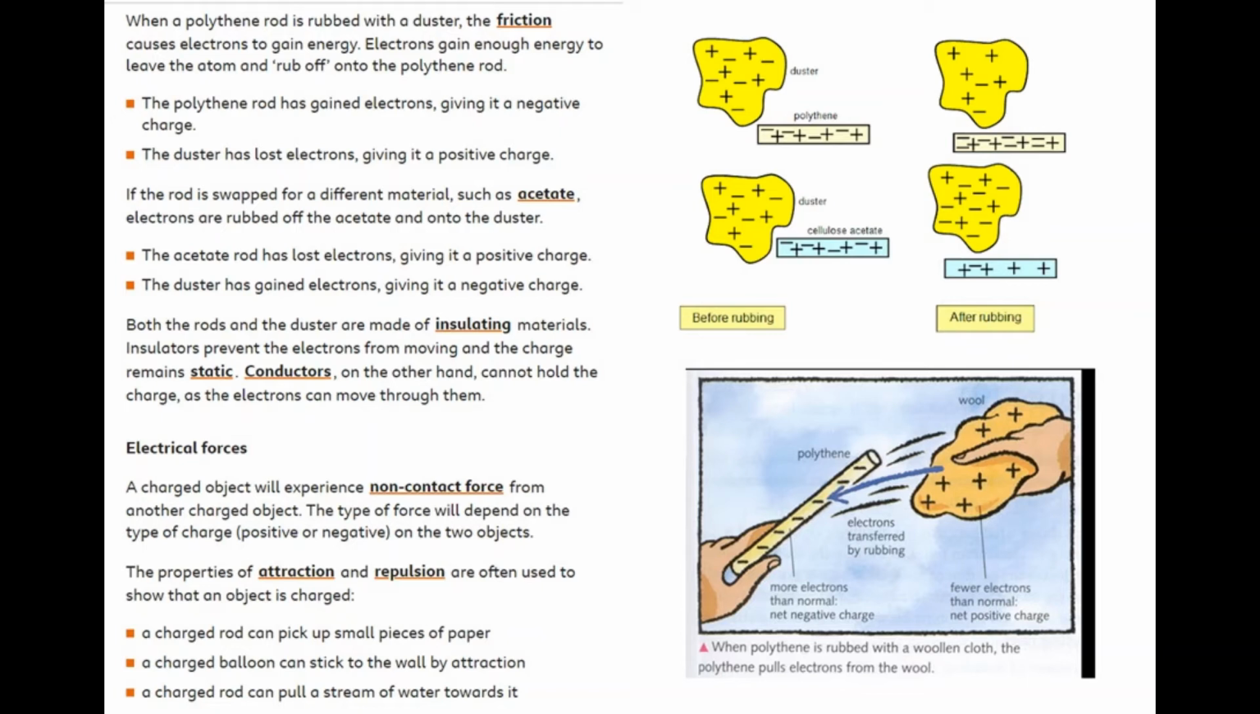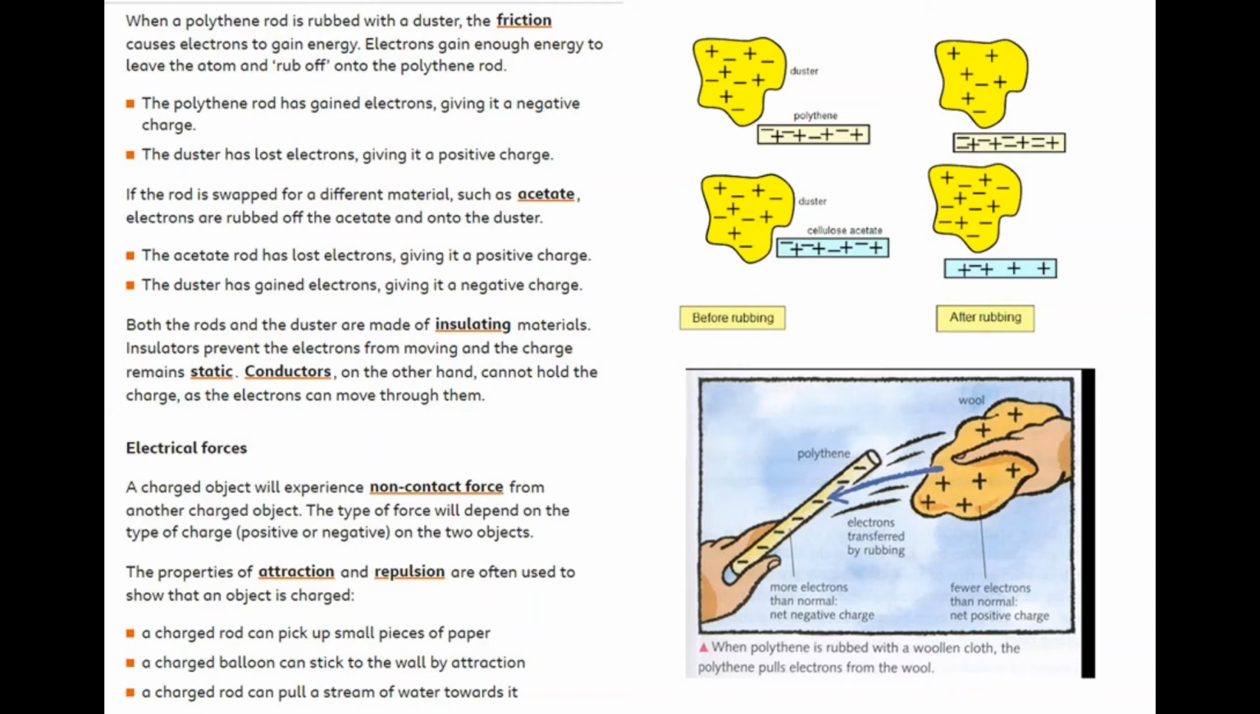If the rod is swapped for a different material, such as an acetate rod, electrons are rubbed off the acetate and onto the duster. The acetate rod has lost electrons, giving it a positive charge. The duster has gained electrons, giving it a negative charge. Both the rods and the duster are made of insulating materials. Now, because insulators don't have free electrons, they can store charge. Insulators prevent the electrons from moving and the charge remains static.